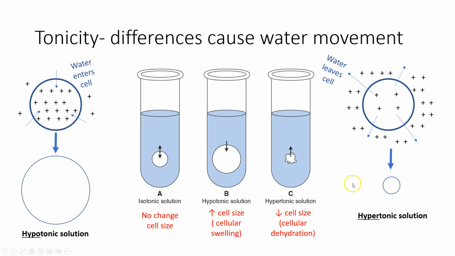A hypertonic solution, on the other hand, has a lot more solutes outside the cell relative to the solutes inside the cell. Again, water is going to leave the cell. It wants to go where the party's at. So it is going to go into the extracellular space now. And now your cell is going to shrink, or we call this cellular dehydration. You have lost water inside the cell. Both of these can cause problems and damage to the cell.